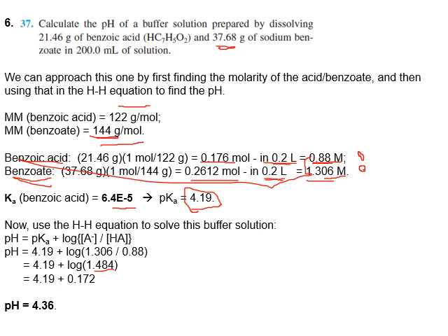And then take the log of that, and it turns out the log of that number is 0.172, which we then add to the pKa here of 4.19. So 4.19 plus 0.172 gives us 4.36 for the answer. And that's all we have to do. I'm going to go ahead and click now to the next slide.